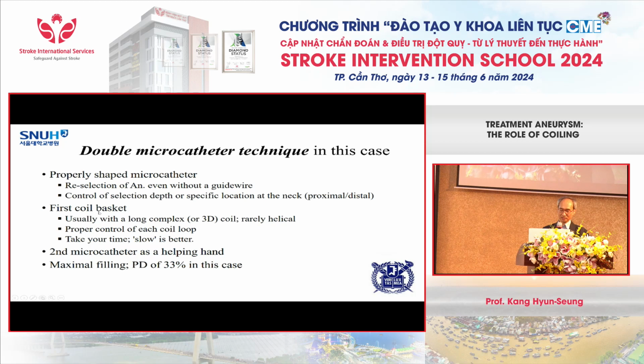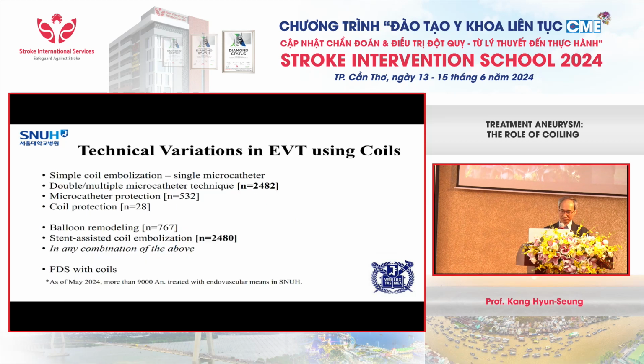And for the first coil basket, we usually use the long and complex or 3D coil. Very rarely, we use helical coil. And we have to control each coil loop for the first frame coil, and you can take your time. Sometimes the deployment rate is very important, so slow is better most of the time. And the second microcatheter is actually just a helping hand. And we could achieve the maximal filling packing density of 33% and achieve the delayed stable occlusion.